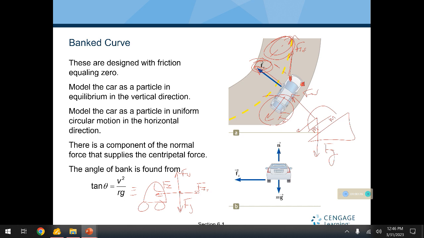But what if you went too slow? If you went too slow, what would your car want to do? Go towards the inside, in which case technically the force of static friction is out, back the opposite direction. All right, moving on.